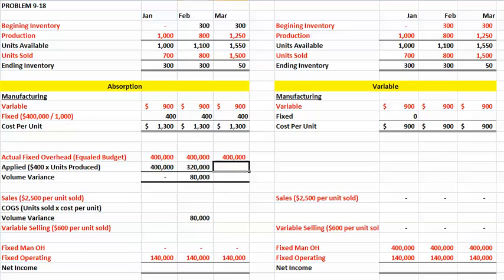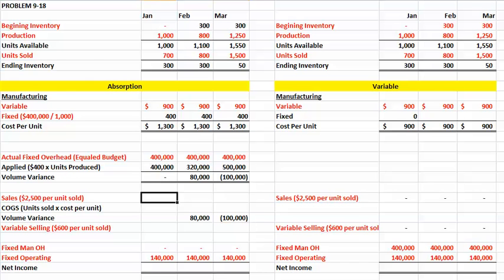In the month of March, we have $400 per unit times 1,250. We will apply $500,000 in overhead. In this case, we applied $100,000 in overhead too much. Work in process is too high by $100,000. Finished goods is too high by $100,000, which means cost of goods sold will be too high by $100,000. So we're going to want to subtract that from our cost of goods sold.